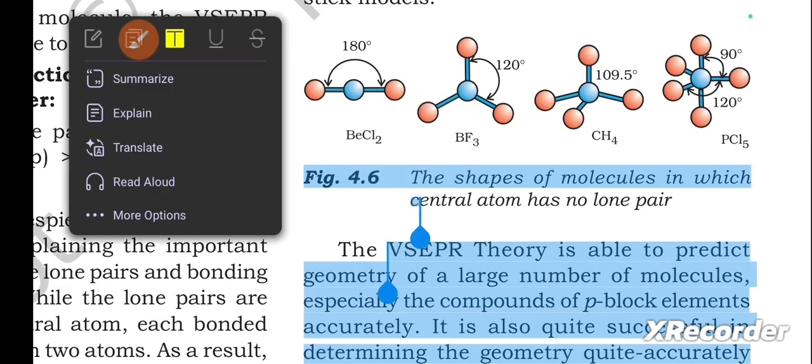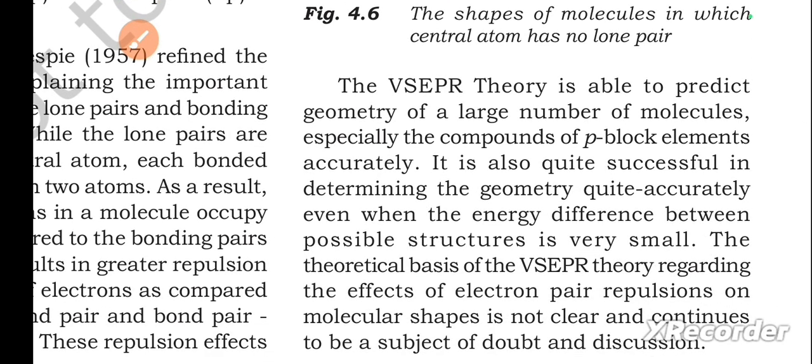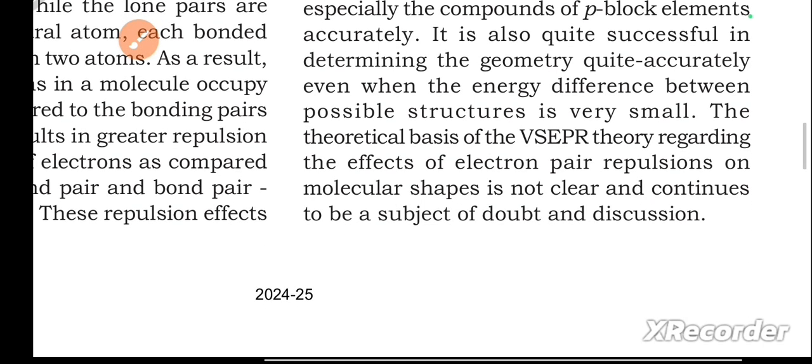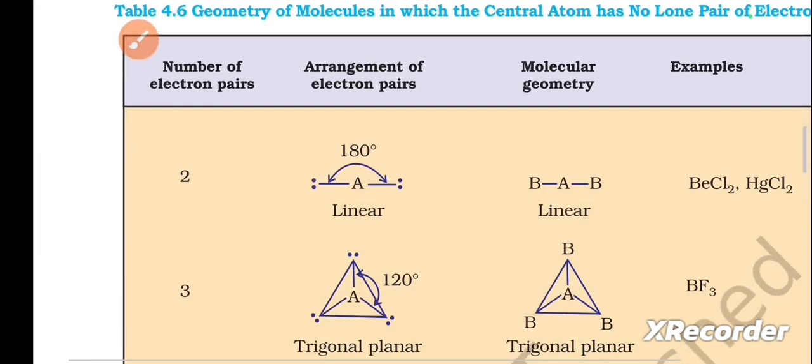The VSEPR theory is able to predict the geometry of a large number of molecules, especially the compounds of p-block elements, accurately. It is also quite successful in determining the geometry quite accurately even when the energy difference between possible structures is very small. The theoretical basis of the VSEPR theory regarding the effects of electron pair repulsions on molecular shapes is not clear and continues to be a subject of doubt and discussion.